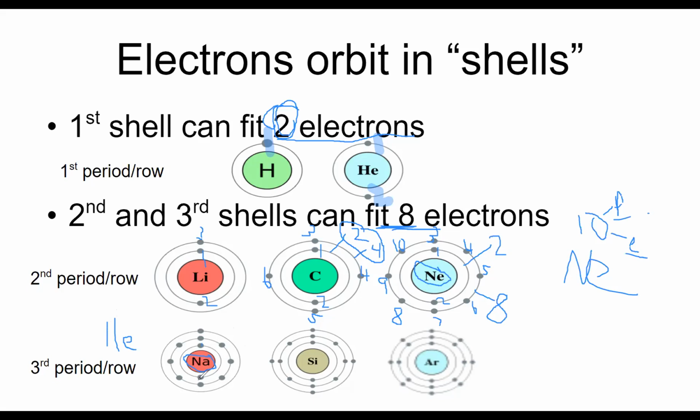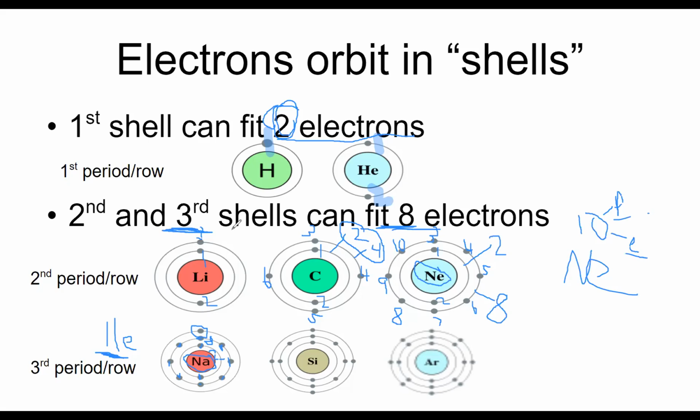So we've got 2 electrons on the first shell, but we still have some left over, right? And so then we can fit 8 more electrons on the second shell. But the 2 on the first shell and the 8 on the second shell gives us 10 electrons, but that's not enough. Sodium has 11 electrons. So we need to put 1 electron on the third shell.